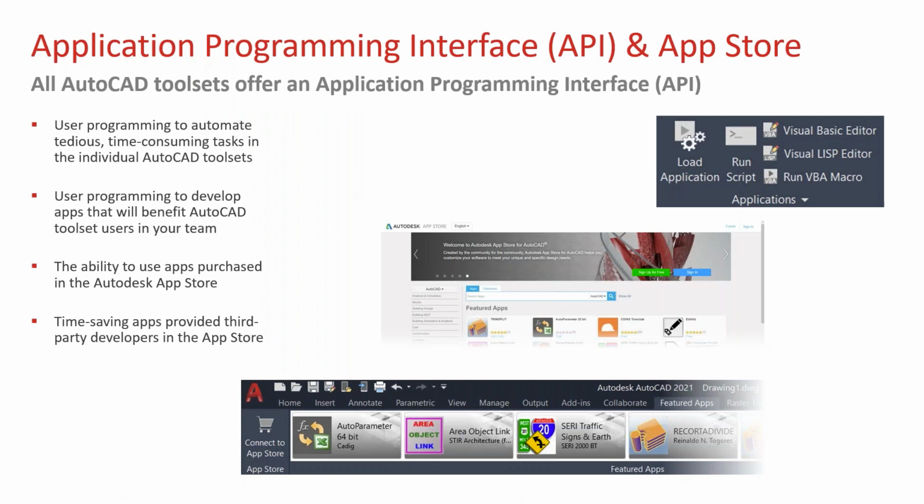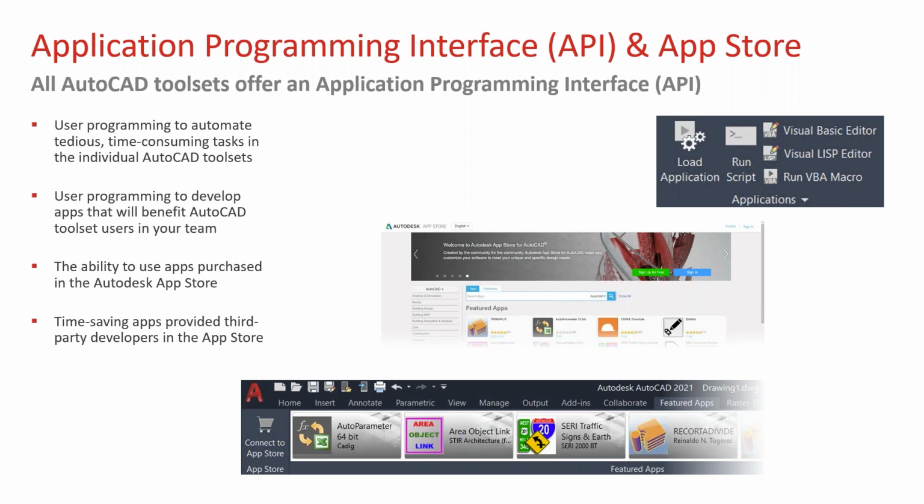What I'd also like to bring up just very briefly is that all AutoCAD toolsets offer an API, an application programming interface, as does the basic AutoCAD. Now, what you'll find here is this is a little bit more specific because you're working with specific tool sets, but you can basically use user programming to automate any tedious, time-consuming tasks. Things like counting doors and windows, for example, things like that. There's user programming out there to develop apps that will benefit the AutoCAD toolset users in your team.